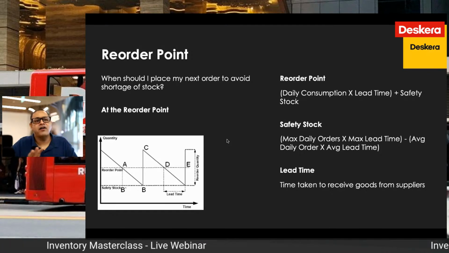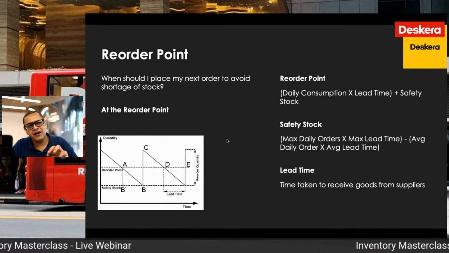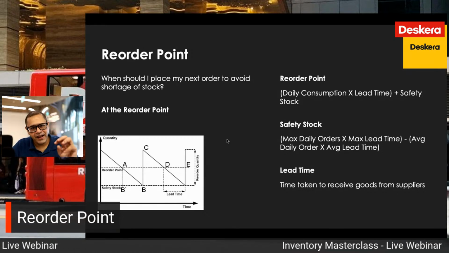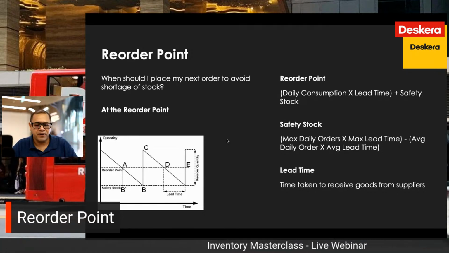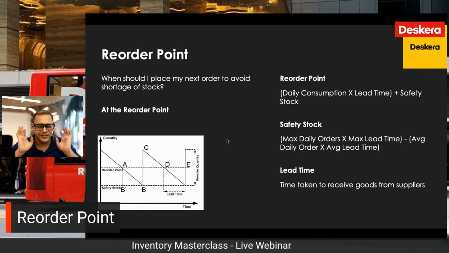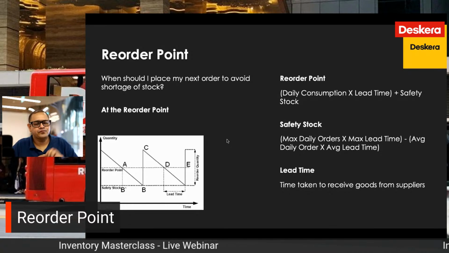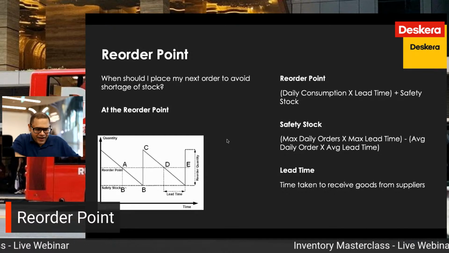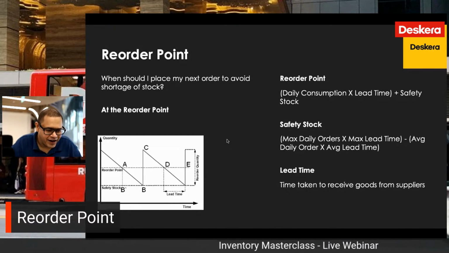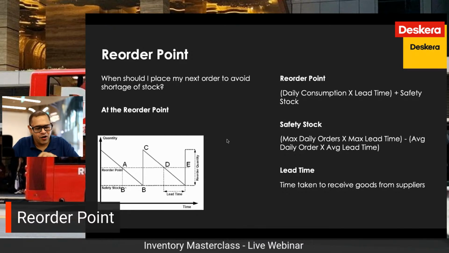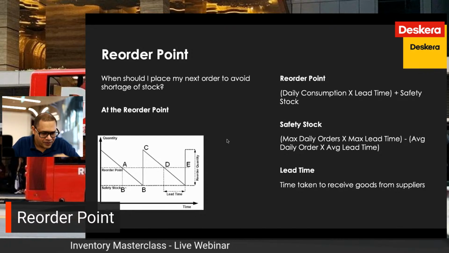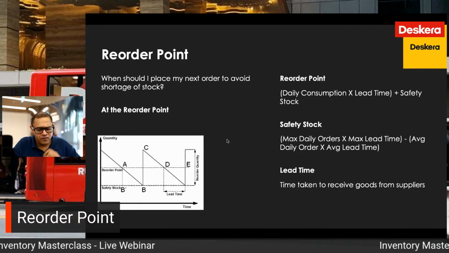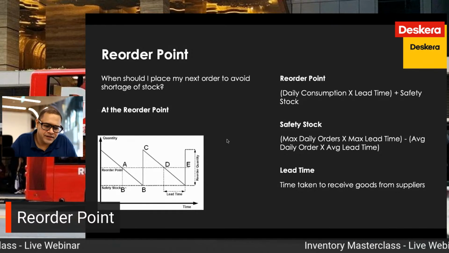And reorder point is the number or the calculation that will help you do it properly without having to do any guesswork around it. So, David, we have a small chart here, which is the reorder chart. When you look at that, what are your first few observations?